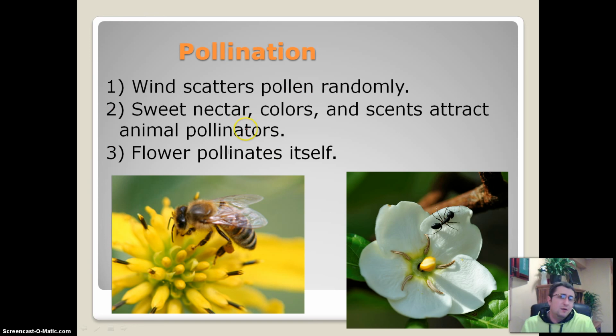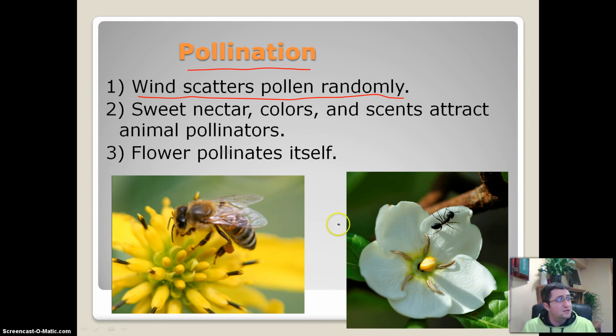The next thing I want to talk about is this concept called pollination. Pollination can occur in basically one of three ways. We can either have wind, which will scatter the pollen randomly, and so the pollen will go from the stamen, the male part of the plant, to the stigma, randomly. The wind will blow it around, and it will land on the stigma.